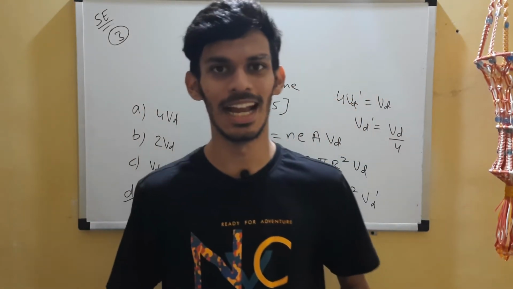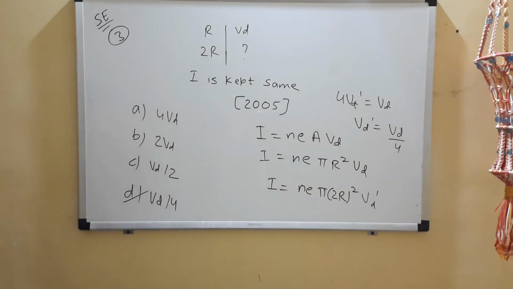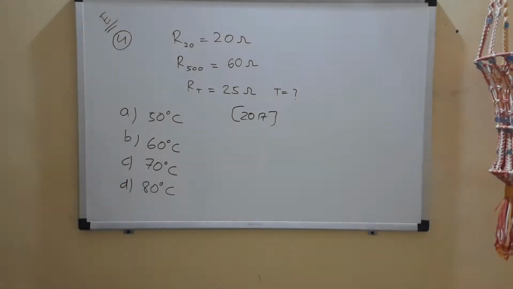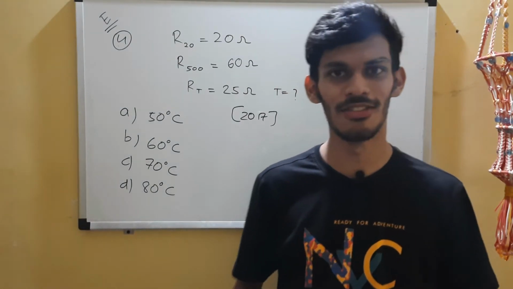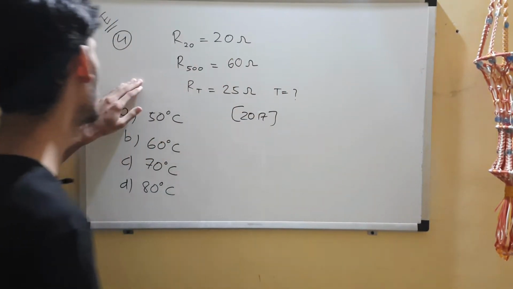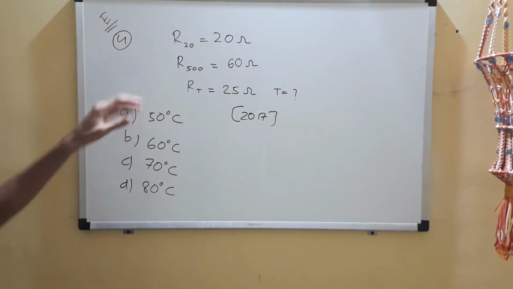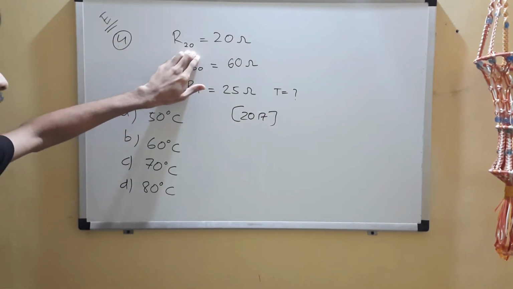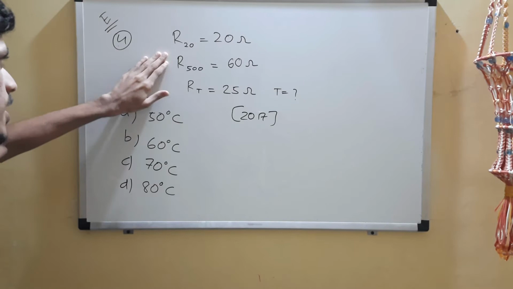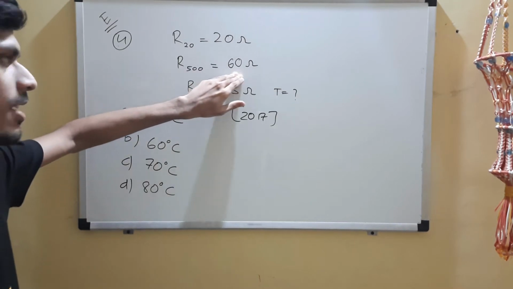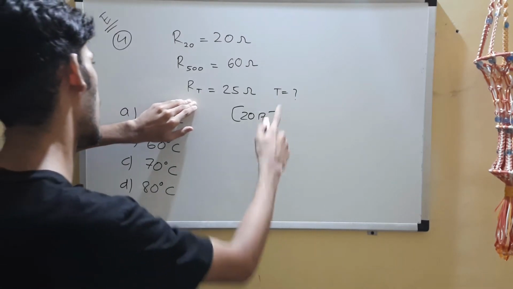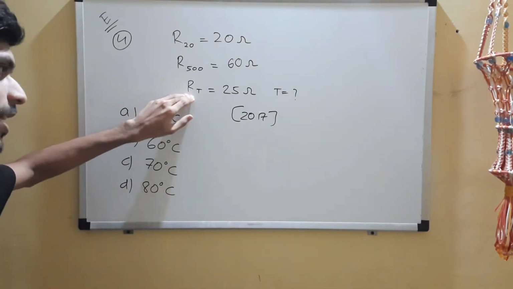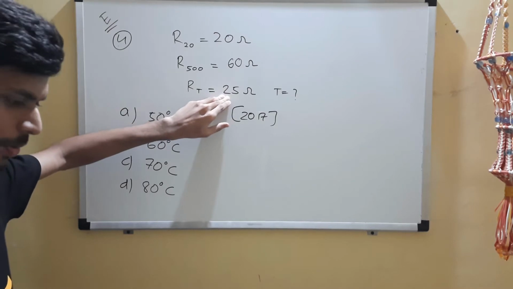Let's move to the easy category now. Question 4 over here. This question is based on temperature dependence of resistance. In this question you are told that the resistance of a resistor at 20 degrees Celsius is 20 ohms. The resistance at 500 degrees Celsius is 60 ohms. You are supposed to find the temperature at which the resistance of that resistor is 25 ohms. The actual approach is quite straightforward.